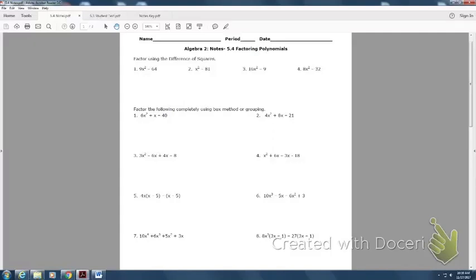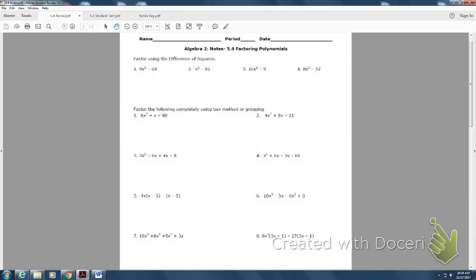Okay, so starting off up top, these are what is called the difference of squares. How you identify this is if you have x squared minus, and then that next term does not have x on it. If you notice all of these, it's x squared minus, and then 64, 81, 9, 32. As opposed to x squared, there will always be minus, but you don't have that x term after it.